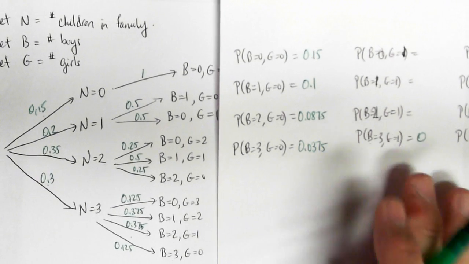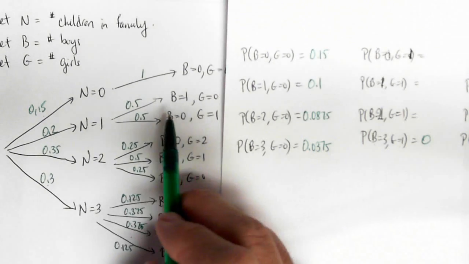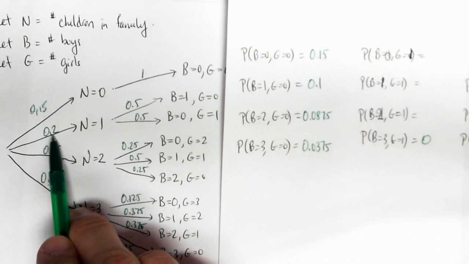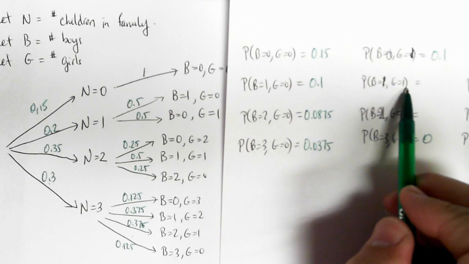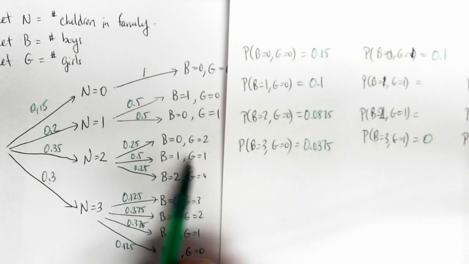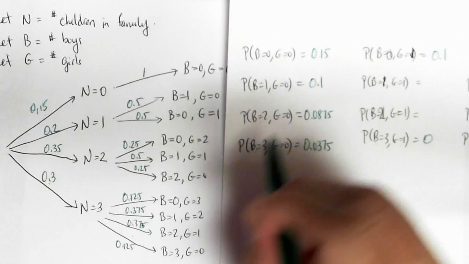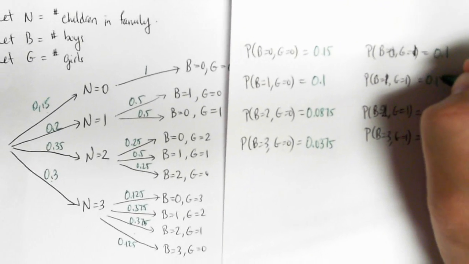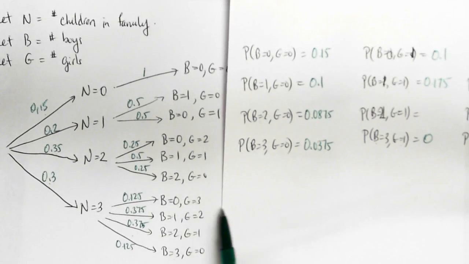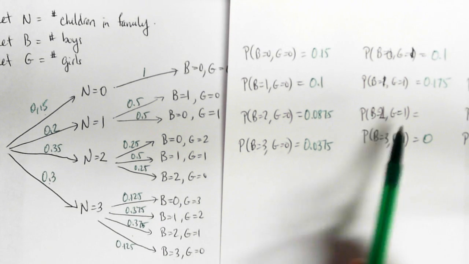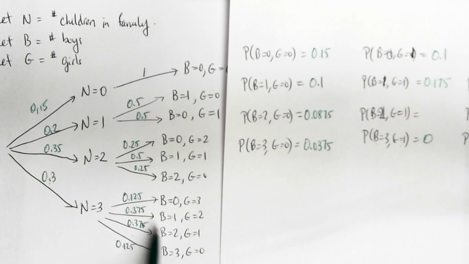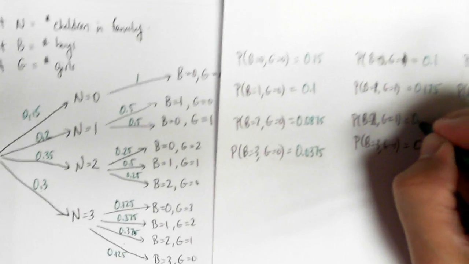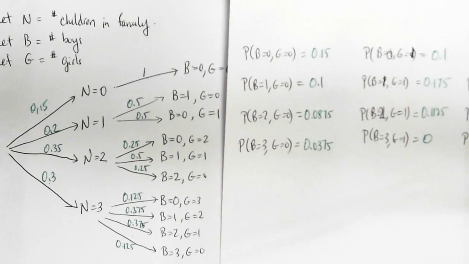Continuing to work, the probability of 0 boys, 1 girl would be down here. So that's 0.2 times 0.5, which is 0.1. The chance of 1 boy, 1 girl is going to be this entry, so 0.35 times 0.5, which is 0.175. Next, the probability of 2 boys, 1 girl is going to be right here, so 0.3 times 0.375. Multiplying, we get 0.1125.